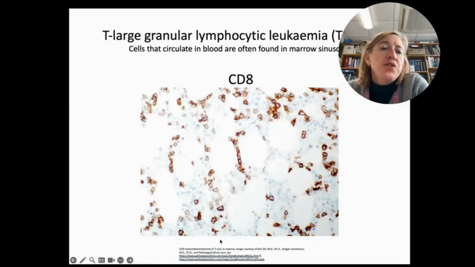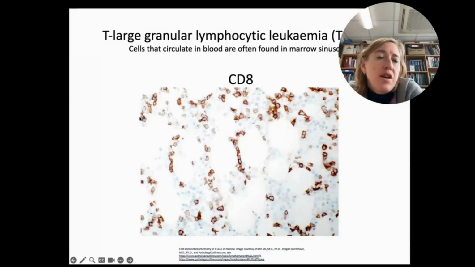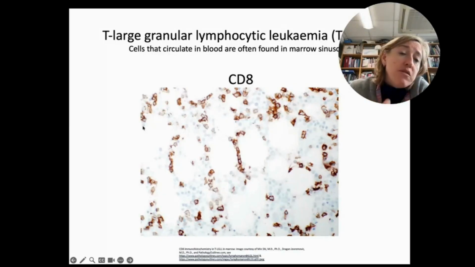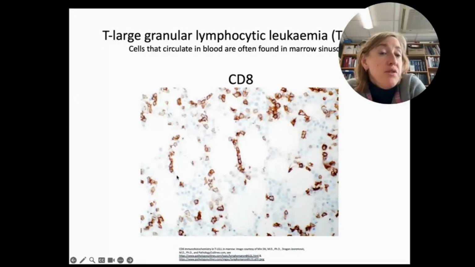What's really interesting is that when you get any condition that's circulating in the blood and also involving the marrow, it often sits in the sinusoids. And here you can see the T cells lined up beautifully within the sinusoids because they are also circulating in blood. So this is often a diagnosis that's made on peripheral blood using flow cytometry, but we do sometimes also see it in bone marrow samples.